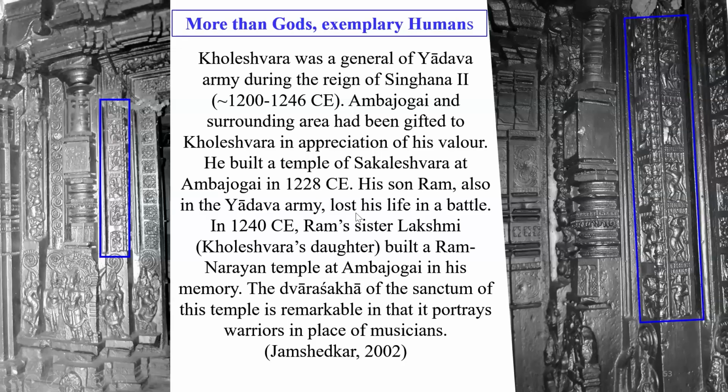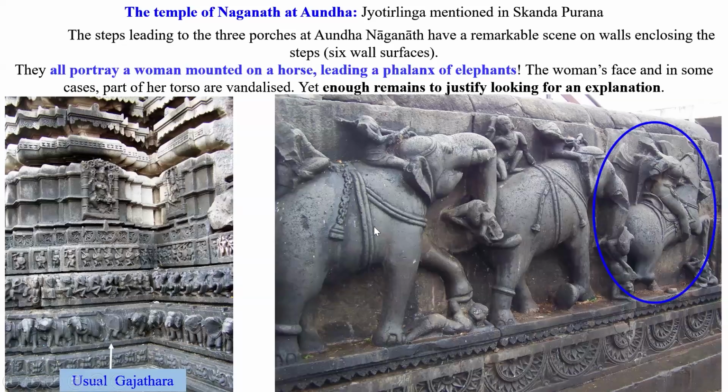And I come to Maharashtra. This is Yadava times, and this is built in honor of a general's son who was killed. You can see the Dwara Shakas now don't have musicians, but they have warriors. This is the most important thing that I would like to show. This is Amda Naganath. It has the Gajatara, but this is not Gajatara. There are 6 sides to the side walls on the 3 porches, and each of the sides has a horse, the lady mounted on a horse, leading the elephant phalanx, and these are not processional elephants; these are war elephants.